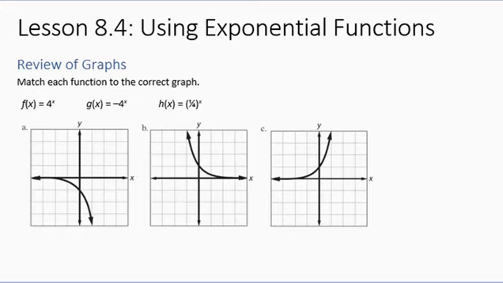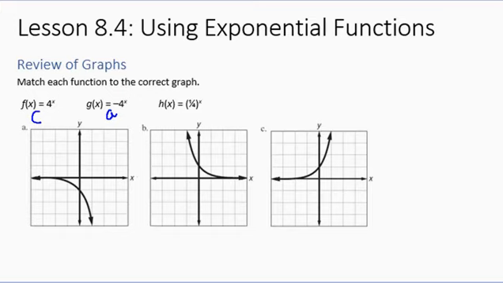It should be increasing. So this one goes through 0, 1, this one goes through 0, 1, but we want this one to be increasing, and so this is graph C. Our next one, which is negative 4 to the x, would take this function here and flip it over the x-axis because a negative out front flips something over the x-axis. And so if we flipped our C function over the x-axis, it would look like this one over here in A. So this is graph A.